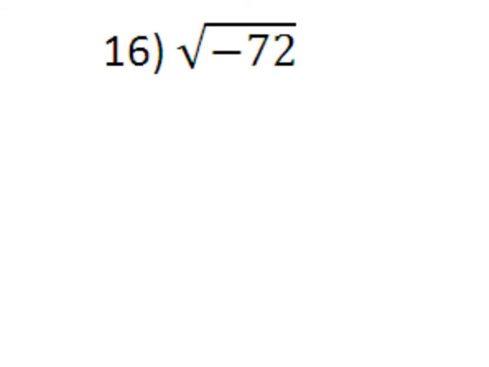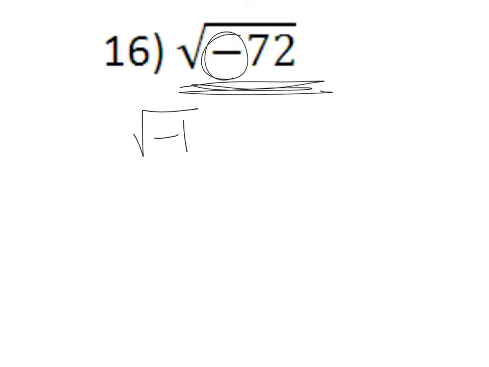Same type of thing here. I'm going to rewrite this, but I'm going to write it with a perfect square. I can have square root of negative 1. That's going to take care of my negative part. And then two numbers that multiply to get 72 would be 16 and 2. The reason why I'm picking 16 is because 16 is a perfect square.